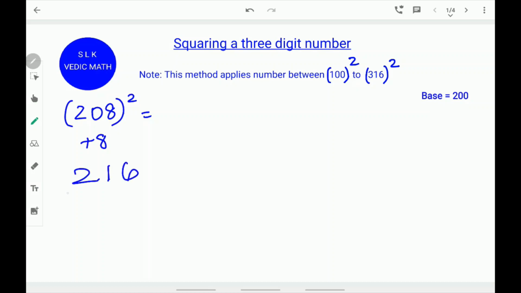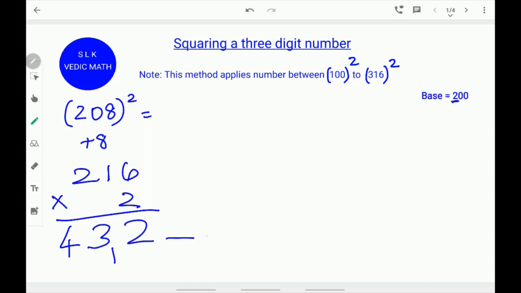Multiply 216 with the 2. Why 2? Because we take 2 from the 200. So 6 times 2 is 12. Write down the 2, carry the 1. 1 times 2 is 2. 2 plus carry 1 is 3. And next 2 times 2 is 4. So write down the 4. So 216 times 2 is 432.